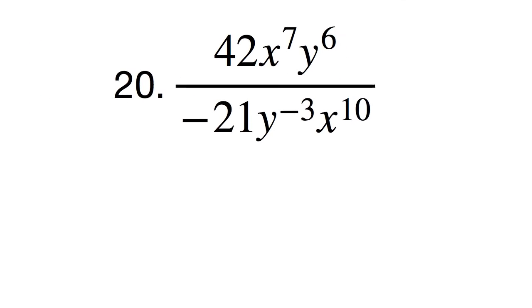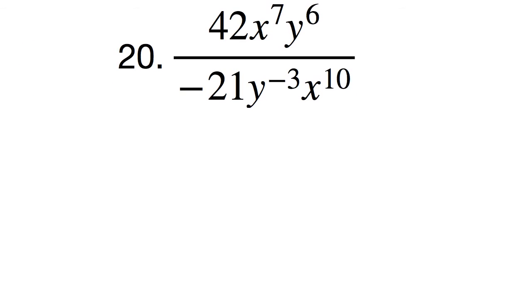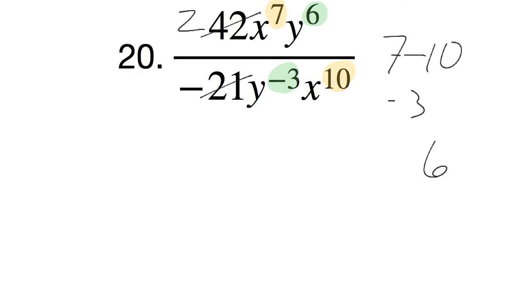Whoa, this is ugly. What a mess. Well, we can cancel out some things. 21 goes into 42 two times. And then we've got a 7 here and an x to the 10 here. So we can have 7 minus 10 and get negative 3. We also have 6 minus negative 3 to get 9.